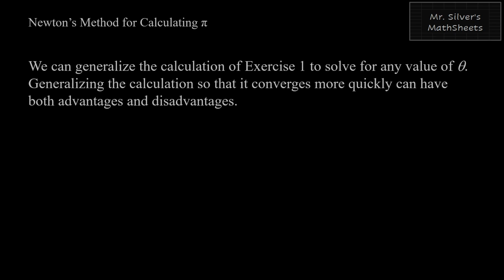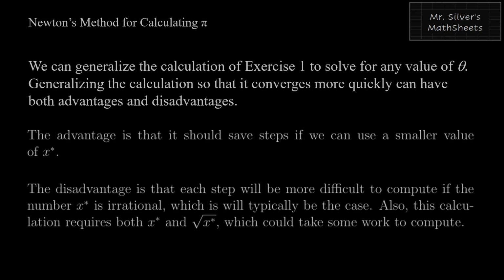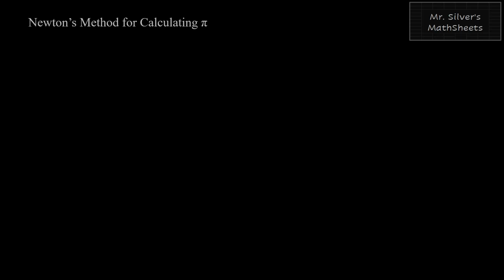So we can solve for different values of theta. The advantage of choosing a smaller value of theta is that we get fewer steps. But the disadvantage is that the calculations become harder, especially if you're doing it by hand. Excel is not going to care. But if you're doing it by hand, X star is rational. That means a bigger calculation. And remember, we have to calculate both X star and the square root of X star. So it takes a little bit more work.